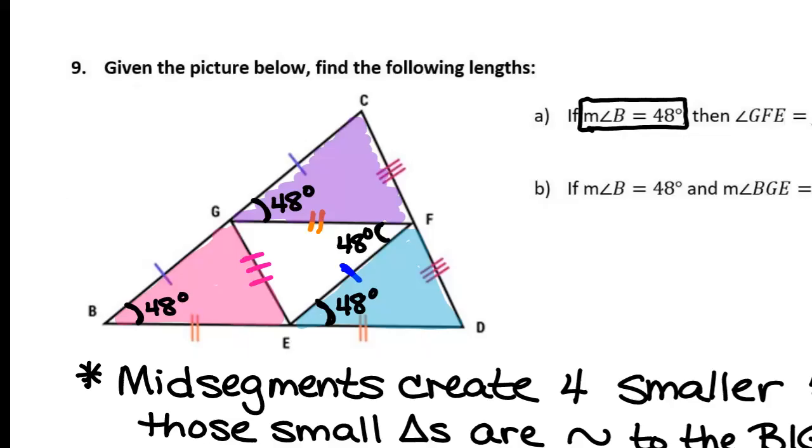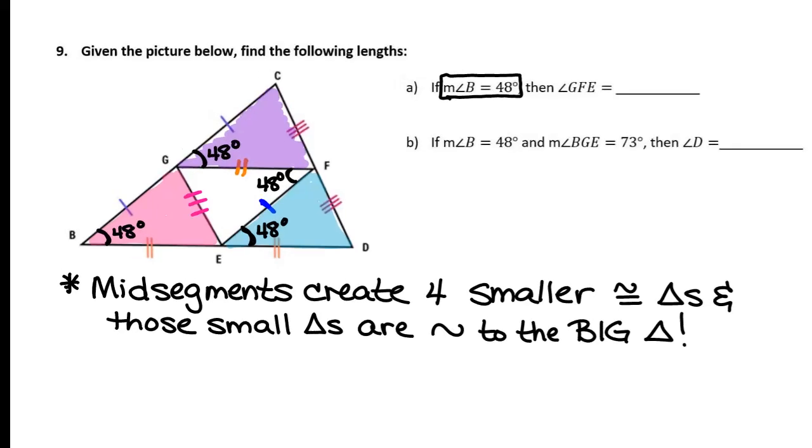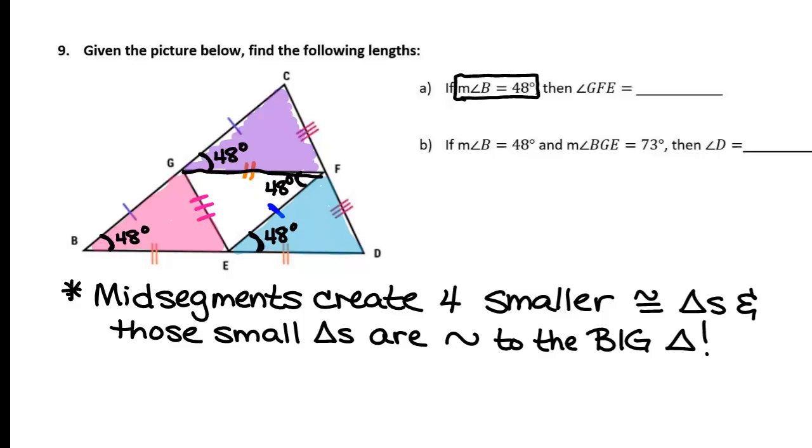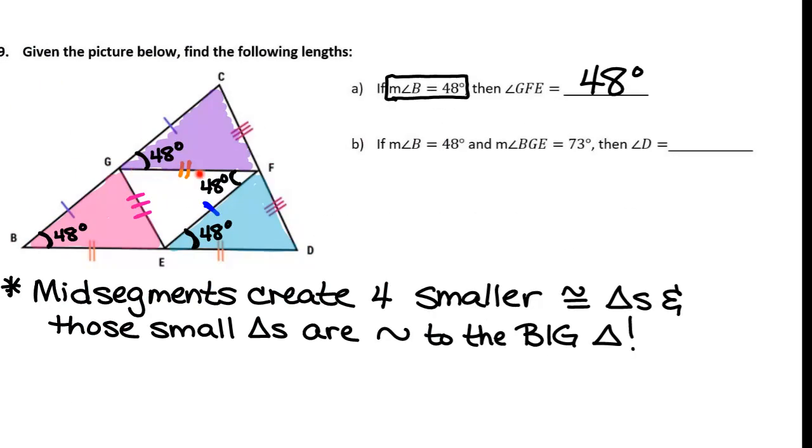All right, so let's read the question. The question says, if the measure of angle B is 48 degrees, then the measure of angle GFE is how big? 48 degrees. Because here's angle GFE right here.